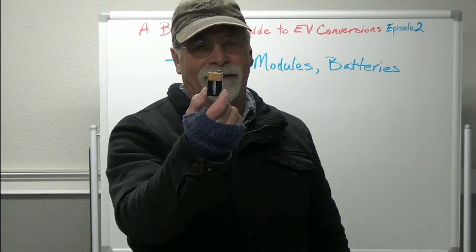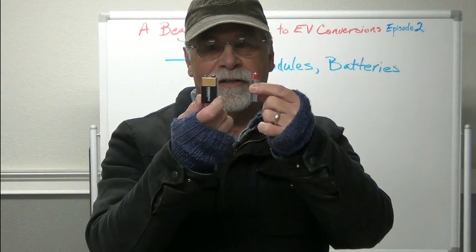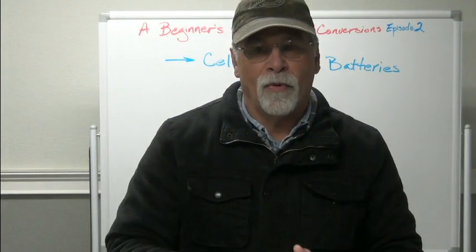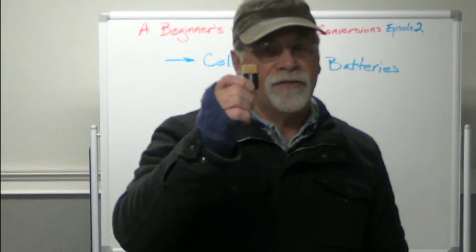This is a battery. And you're like, well, what's the difference? Well, this is a 9-volt battery. This has 6 dry cells in it. So it has 6 small cells like this. And 6 times 1.5 is 9. That's why it's 9 volts. It has 6 dry cells in it.